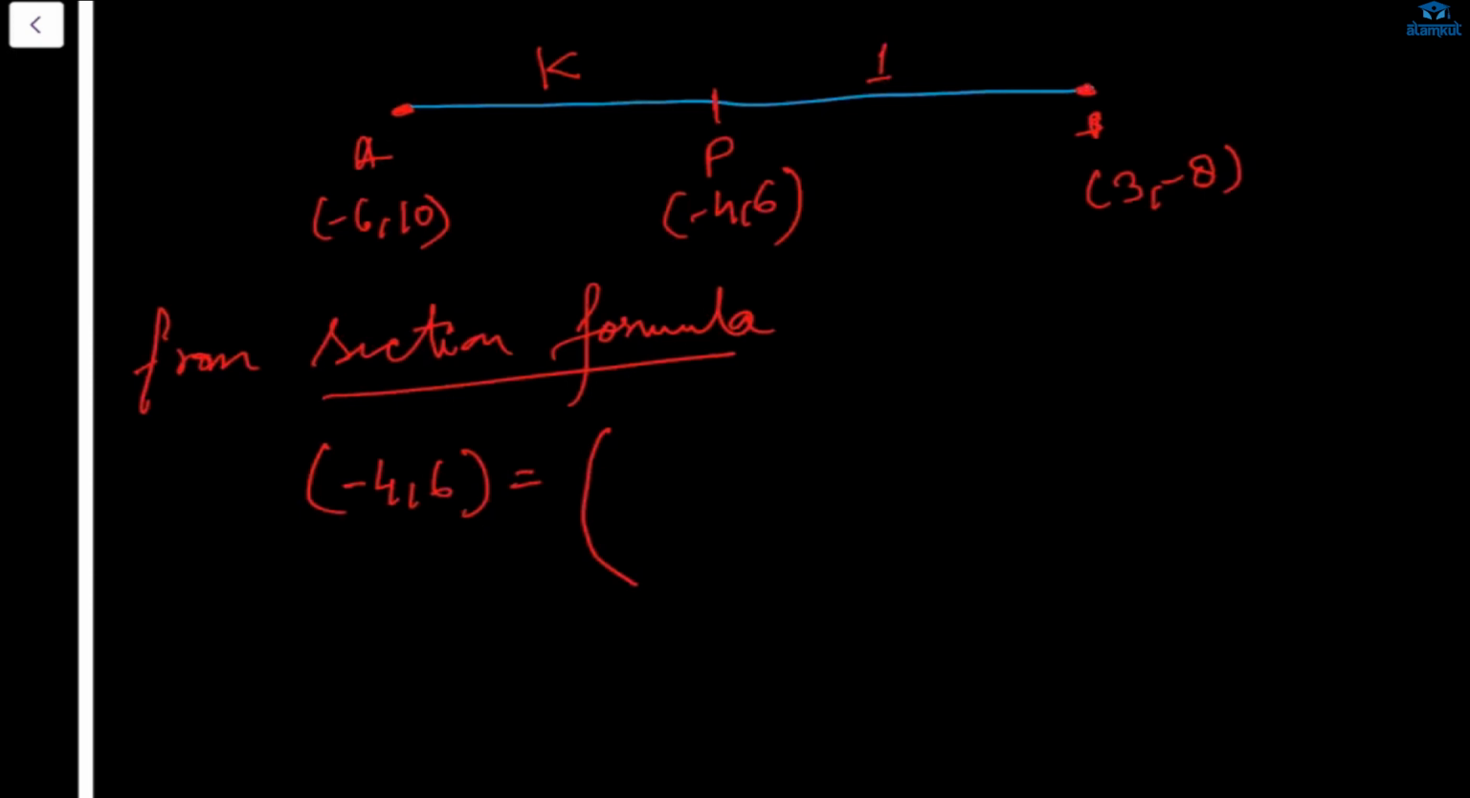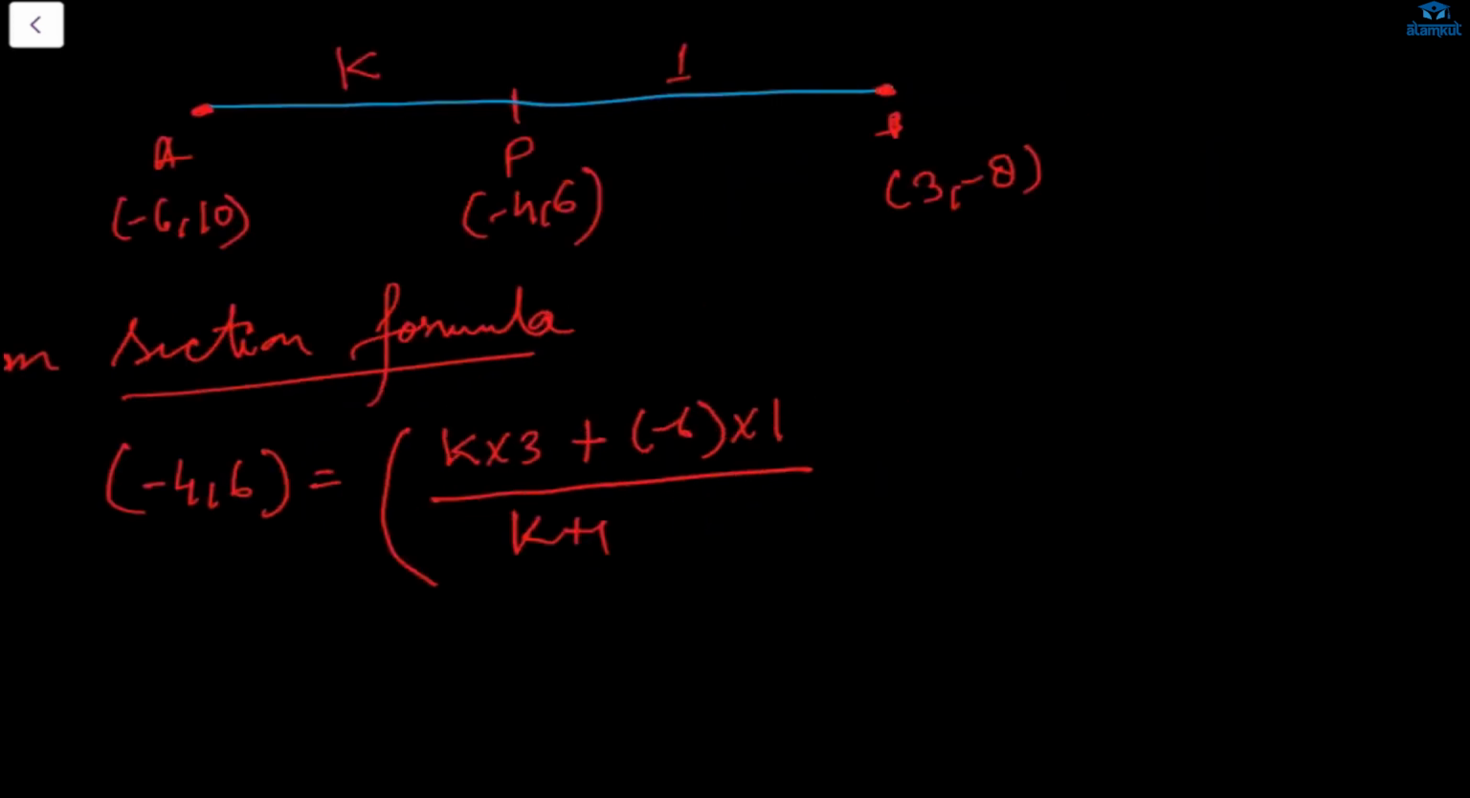So here m1 is what? K. K multiplied by x2. x2 will be what? This B point. So k into 3. Plus m2 x1. So m2 is what? M2 is 1. Into minus 6. That is minus 6. Okay. Now divided by k plus 1.